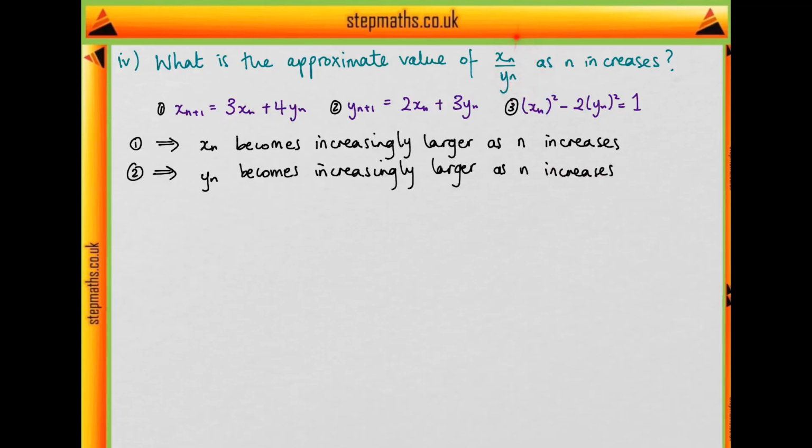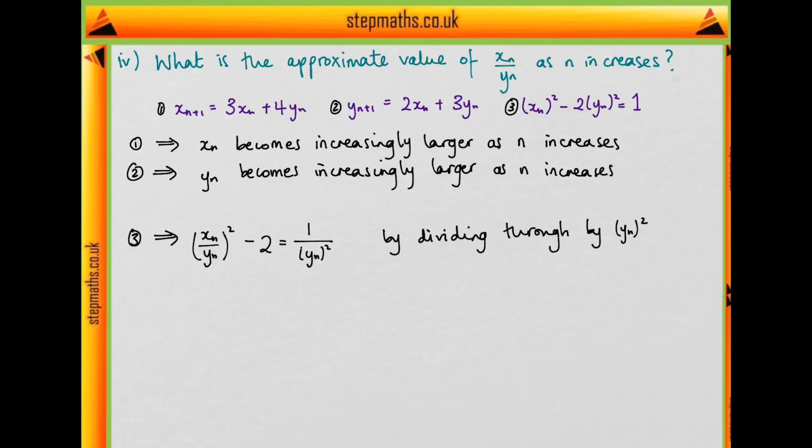Okay, so now what about their quotient? Well, first we know that yn is getting larger as n increases, so it's not going to go down to 0, so we can divide by it. And if we divide equation 3 by yn squared, then we'd get an xn over yn squared. And that gives us the quotient. And so because we've got the xn over yn which we're looking at here, then we can use this equation to see what happens as n gets larger.